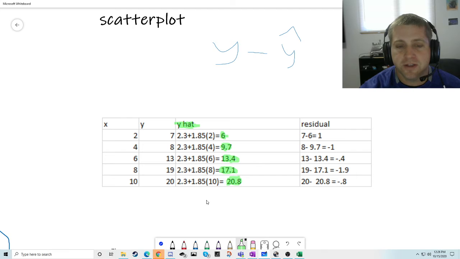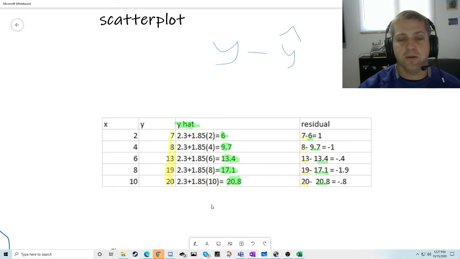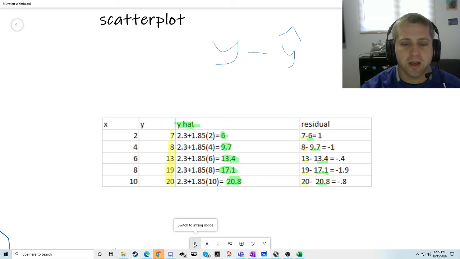And then that's not quite done. A residual is the y minus the y hat. So I did 7 minus 6 is 1. I did 8 minus 9.7. So it's always, I'll actually do this in a different color, the y's minus the y hat. So it's yellows minus greens. And that gets you what's called a residual. That gets you that little vertical distance on the graph, or on your scatter plot.